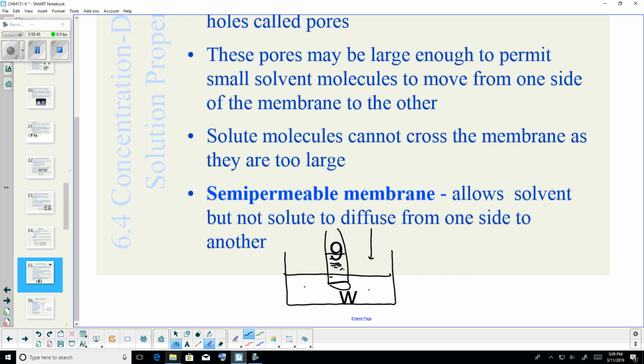But there comes a point when the weight pushing down equals the force of the solvent trying to go up. That's the osmotic pressure.